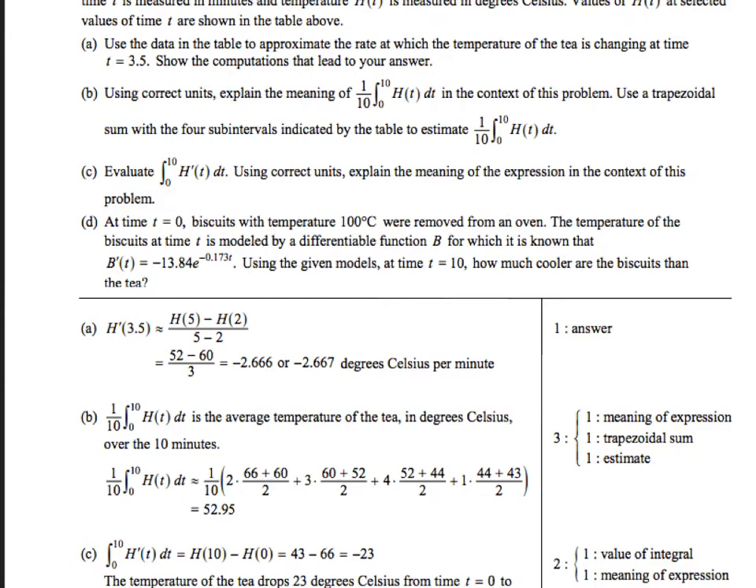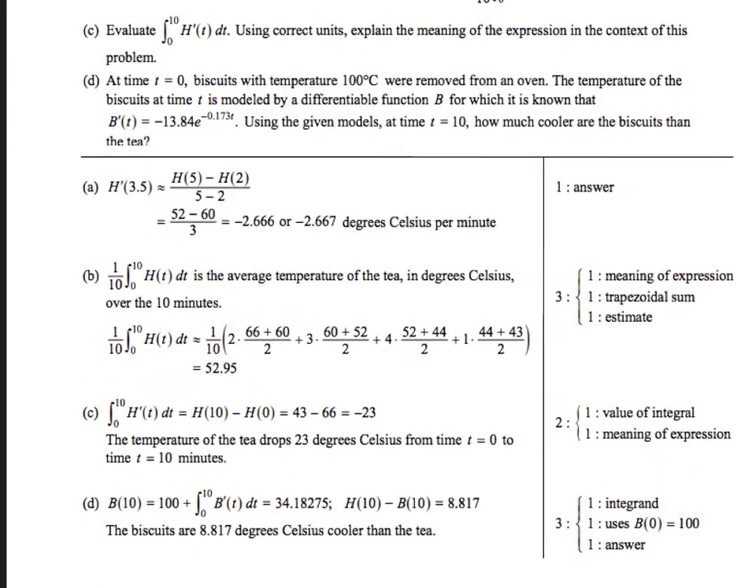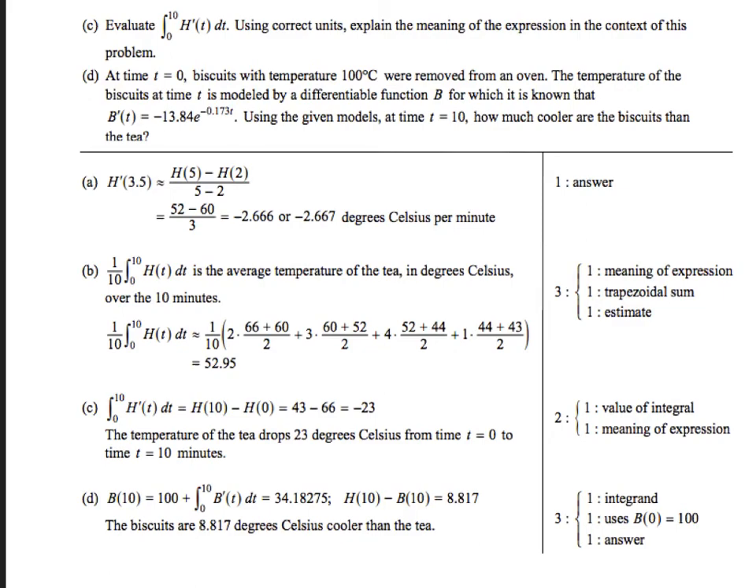Part B says using correct units. That's an indicator that you want to include units to get points. Explain the meaning of 1/10 times the integral from 0 to 10 of h of t dt. Looking at the integral, we have a whole series of ideas about what the integral could be, but really it's that 1/10 in front of it that's an indicator. You'll notice that 1/10 is actually 1 over 10 minus 0, and so that actually ends up being an average value. And so as the solution says here, it is the average temperature of the tea over the 10 minutes.